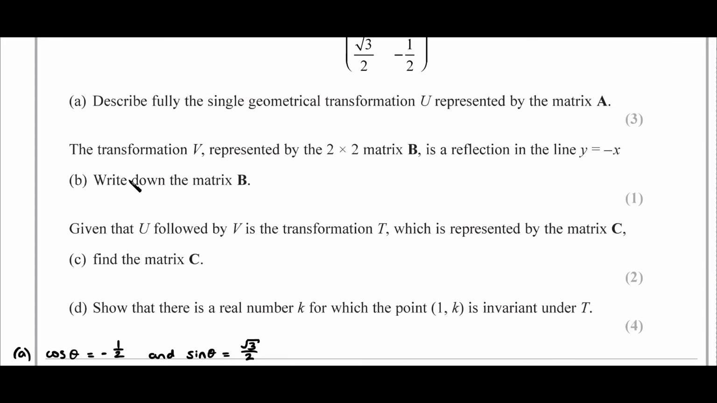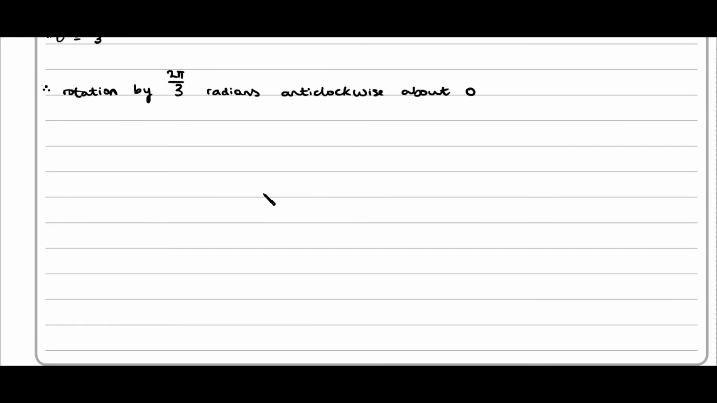Now for part B, the transformation V represented by the 2x2 matrix B is a reflection in the line y equals -x. We have to write down the matrix B. That's quite easy. When we have a reflection in the line y equals -x, that will be given by 0, -1, -1, 0.